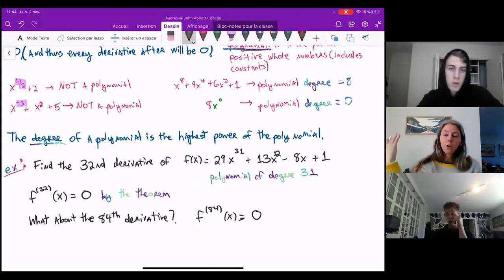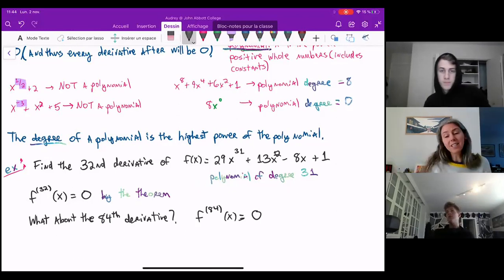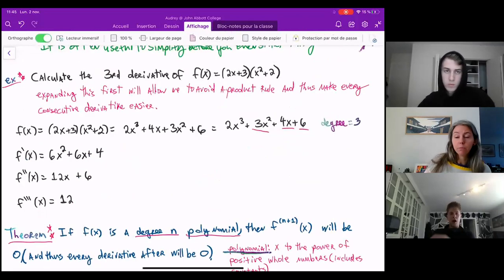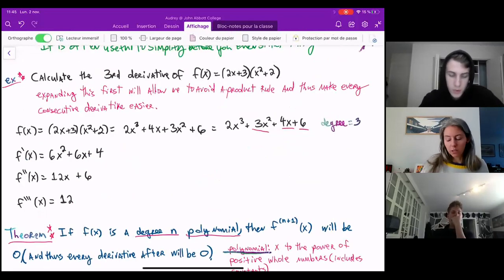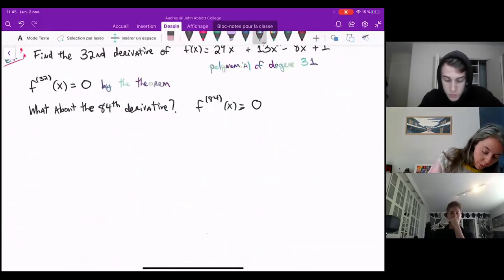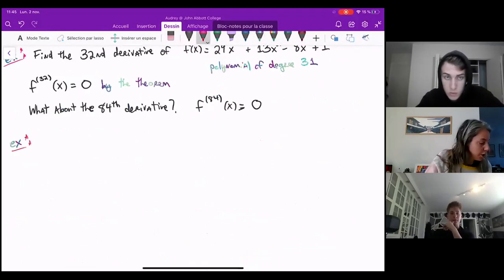Okay then. So this is really useful when we have polynomials, but unfortunately a lot of times we don't. And a lot of times we might have to do some simplification, like we had to multiply that thing out. We had to expand it to see that it was a polynomial. So when can we not use this theorem? Let's go to our note that we made earlier about simplification.